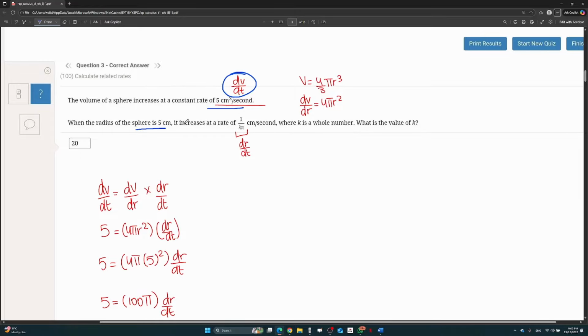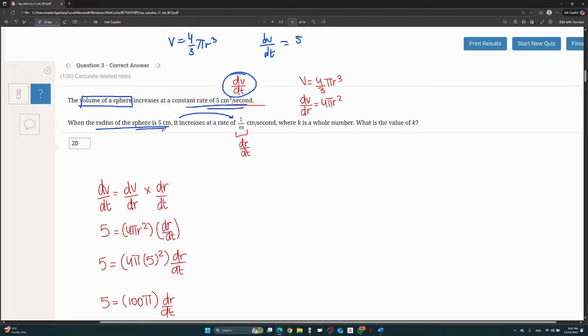Alright, so whenever you see rate questions, you always need to link everything that's given. So when they say volume of a sphere, you write down what is the volume of a sphere. It's 4 over 3 pi r cube. Okay? They said constant rate of 5 centimeter cube per second, so you write down dv by dt is equal to 5. Okay? Then what do they say? They say that the radius of the sphere is 5. It increases at the rate of something.